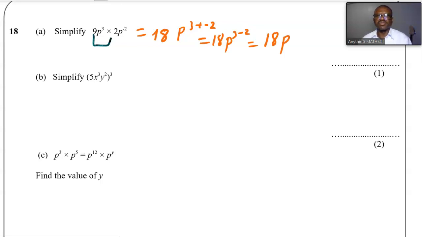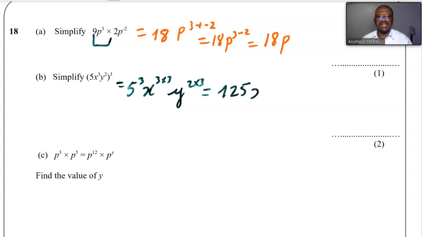Okay. Simplify this. You're going to get 5 raised to the power 3, x raised to the power 3 times 3, and then we have y raised to the power 2 times 3. If you simplify this, you're going to get 125 x raised to the power 9, then we got y raised to the power 6.